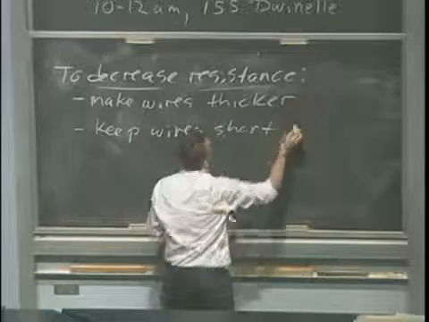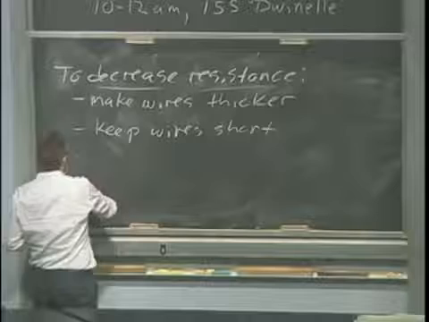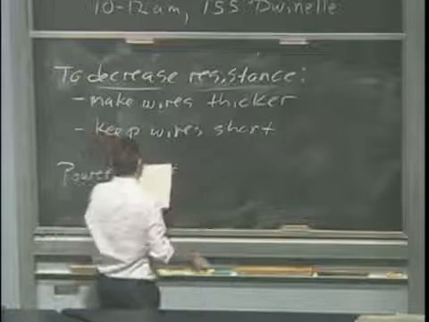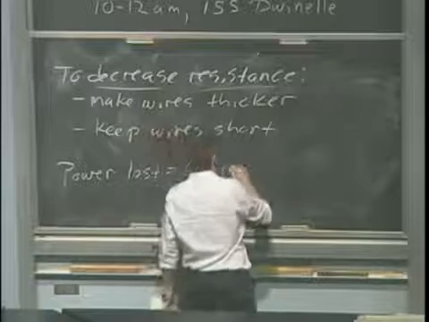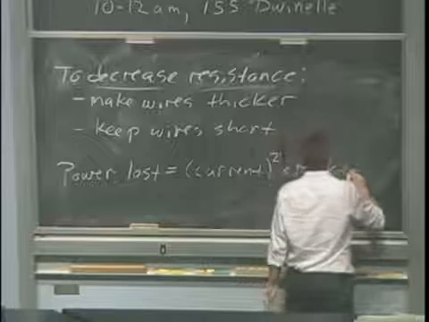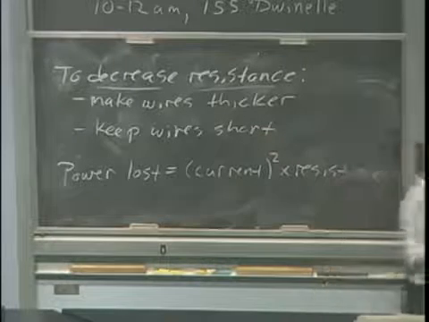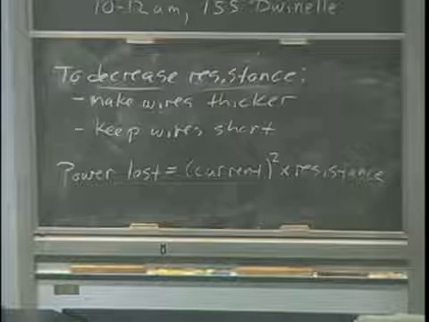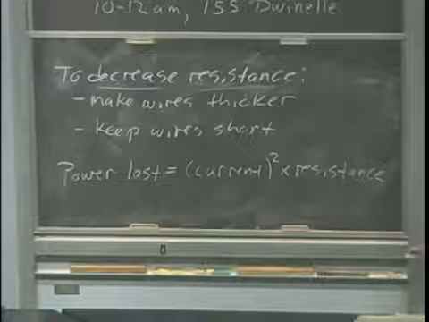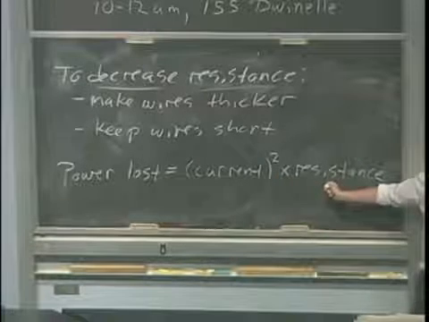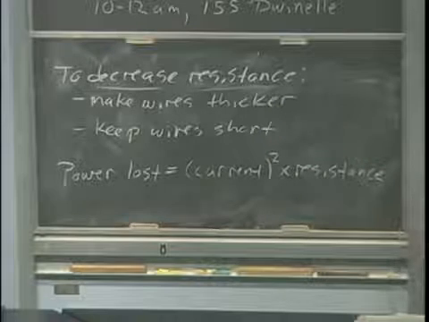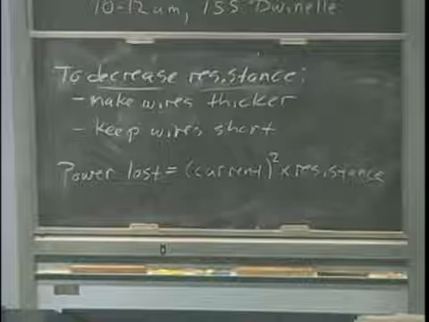Now, remember that the power lost is going to be equal to current squared times the resistance in that section of the wire. So when we're delivering a certain amount of current, the smaller the resistance of the wire, so either the bigger the wire is or the shorter the wire is, then the smaller amount of power is going to be dissipated in the wire.